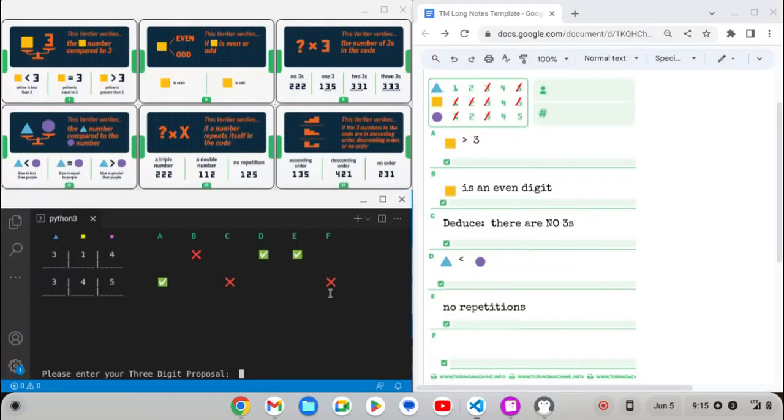Okay, so it's definitely not ascending. So the question is, could it be descending? I can't see it being descending because they have to be unique. If this is 4, there's nothing larger than 4, so it's not descending. So again, in my notes, I'm gonna deduce that there's no order.